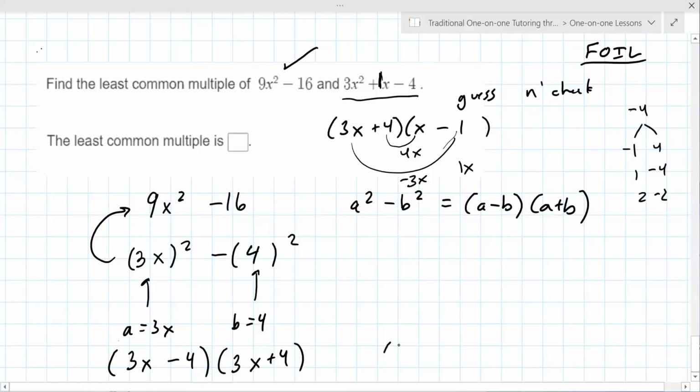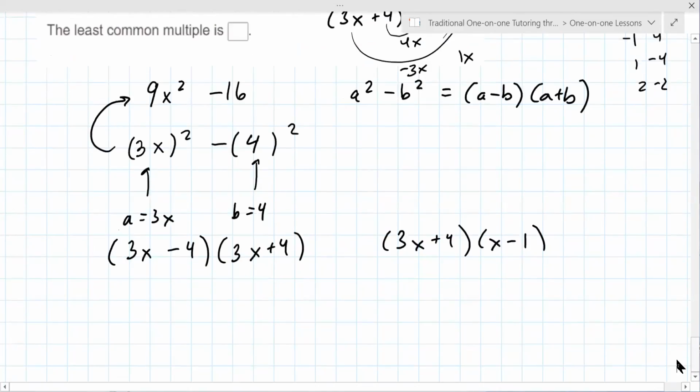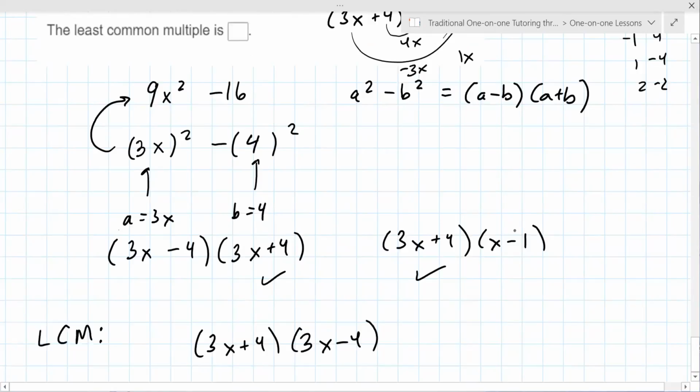So in short, just to summarize, you factor both of these with factoring techniques, and then you look at them and say, what does one have that the other has, or what do they both have? They both have a 3x plus 4. Do you agree with that? Yeah. This one has a 3x minus 4 on the left, but this one does not on the right. So that has to go with it as the LCM. And then the x minus 1 over here is missing from the one on the left, so it has to be included as well.